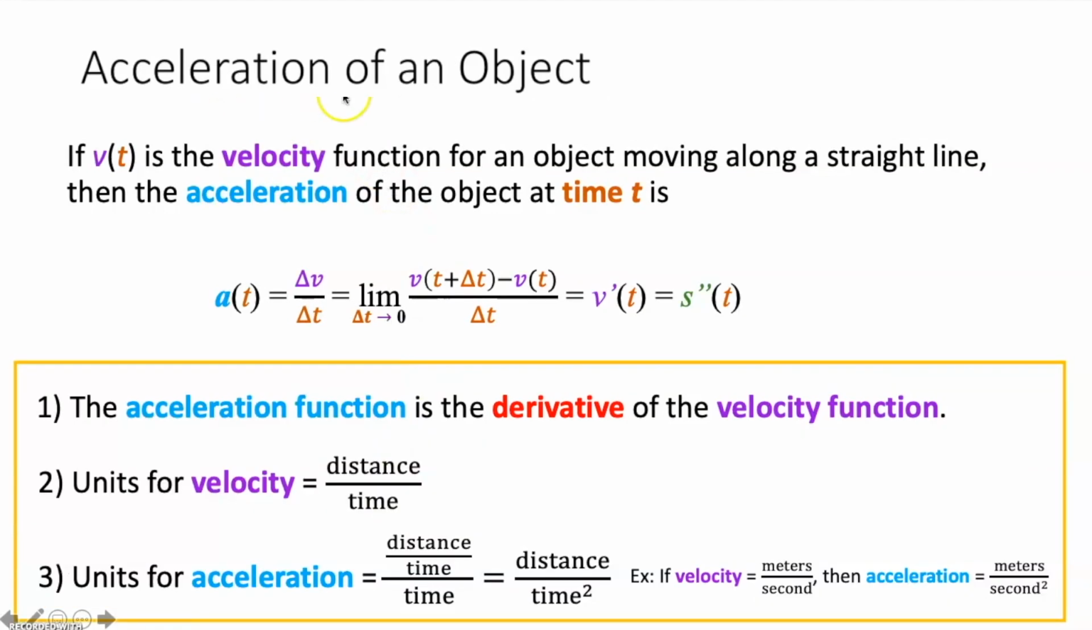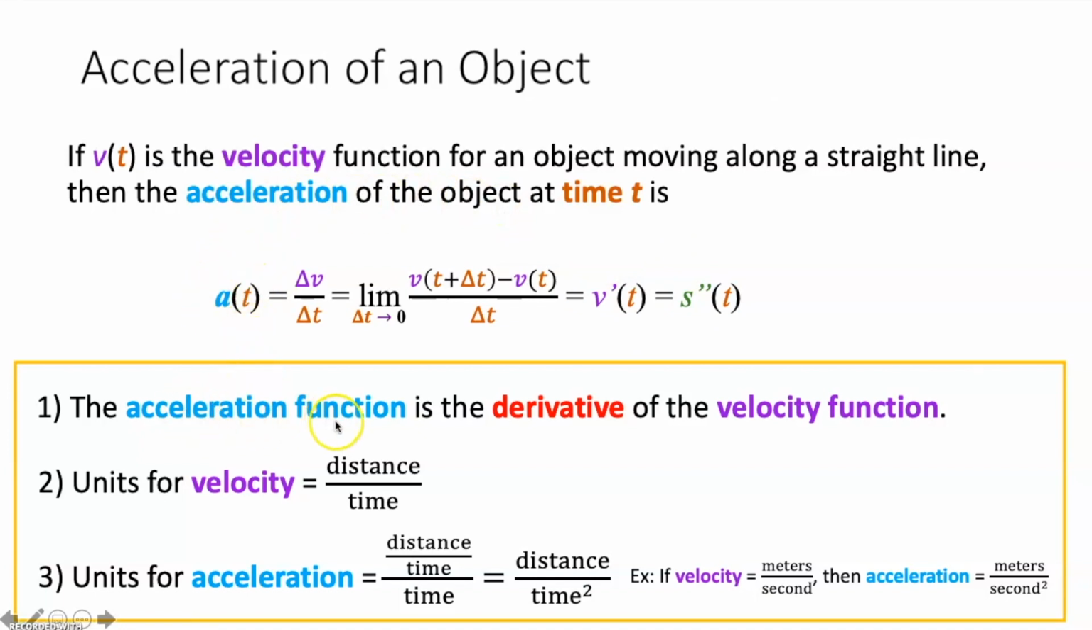Now, acceleration of an object is just the derivative of your velocity. So the acceleration function, a of t, is equal to the derivative of your velocity function. It's also equal to the second derivative of your position function. So if you have your position function and you take the derivative of that, you get your velocity function. If you have your velocity function, you take the derivative of that, you get your acceleration function.